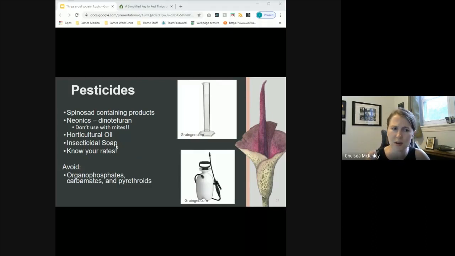Also, I want to note with insecticidal soap, it is totally worth it to invest in actual legitimate insecticidal soap and not just use your dish soap. Insecticidal soap is specifically formulated for applying to plants, so there's less chance of phytotoxicity with those products than using Dawn dish soap or something like that.